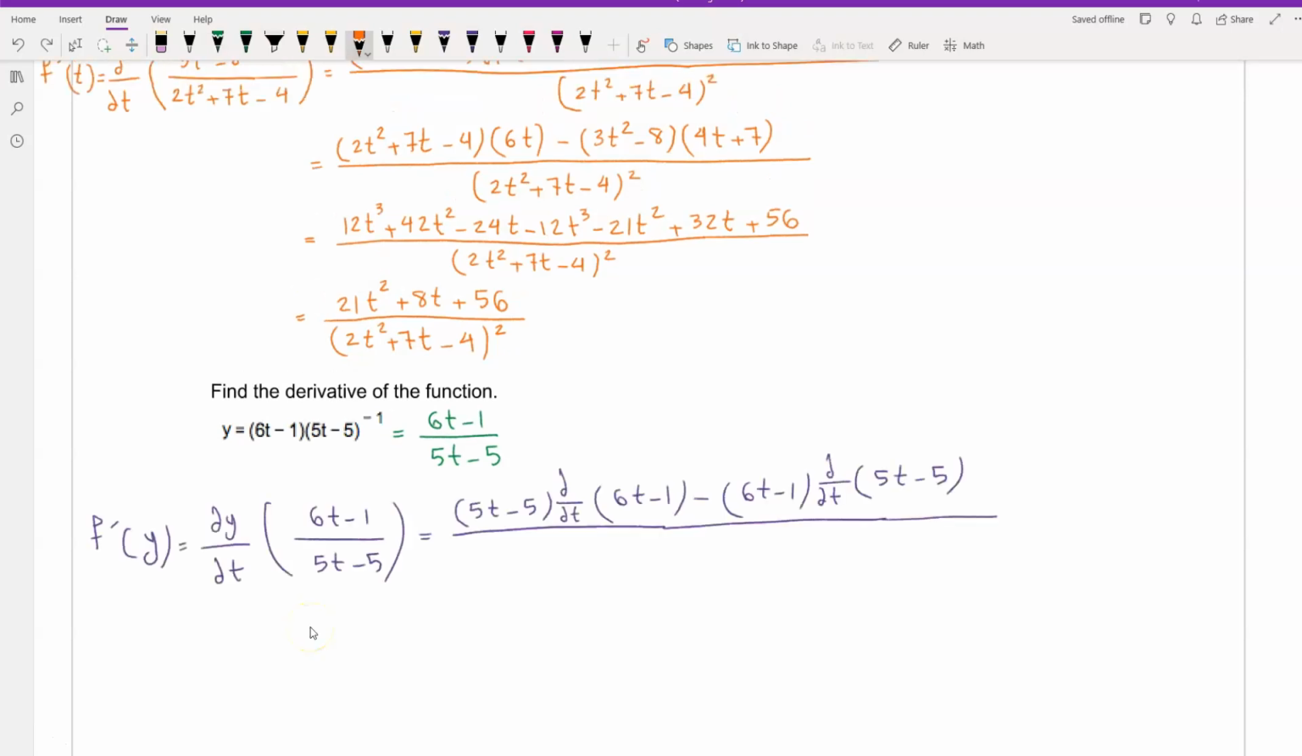So here f prime is equal to derivative with respect to t of 6t minus 1 divided by 5t minus 5. So that is equal to 5t minus 5, so that is what we have here on this part, times derivative of what we have in numerator, 6t minus 1, minus 6t minus 1 times derivative of 5t minus 5. And finally, in denominator, we have to use this part, 5t minus 5, and then power for that part would be 2. So it's 5t minus 5 squared.